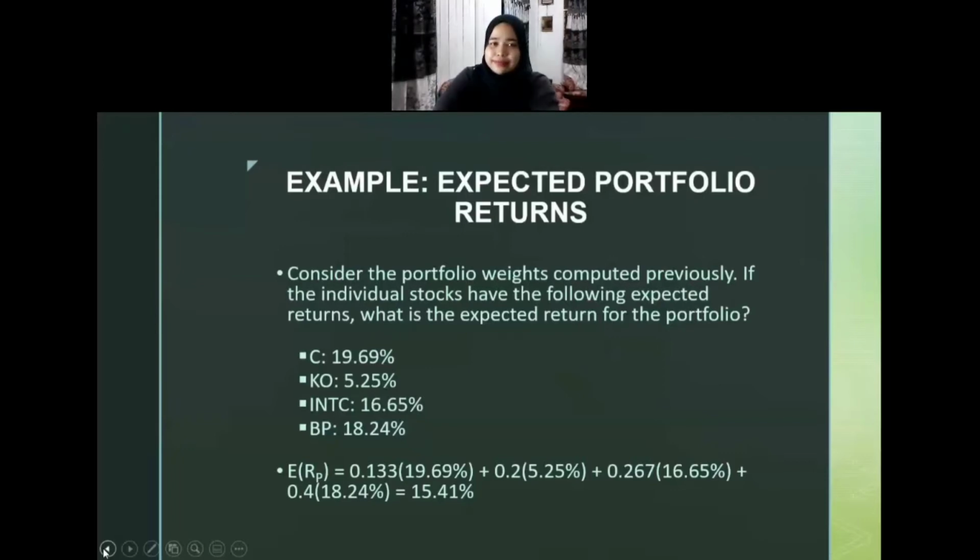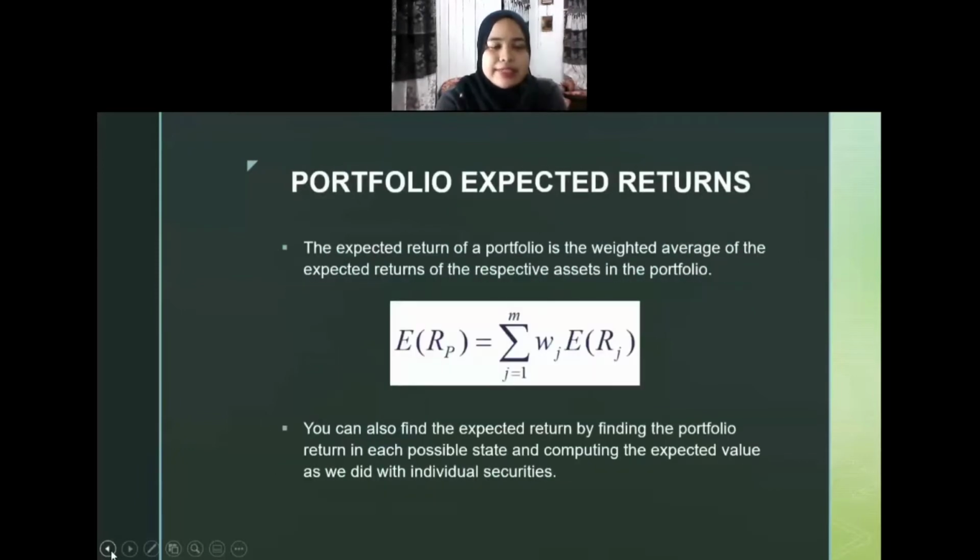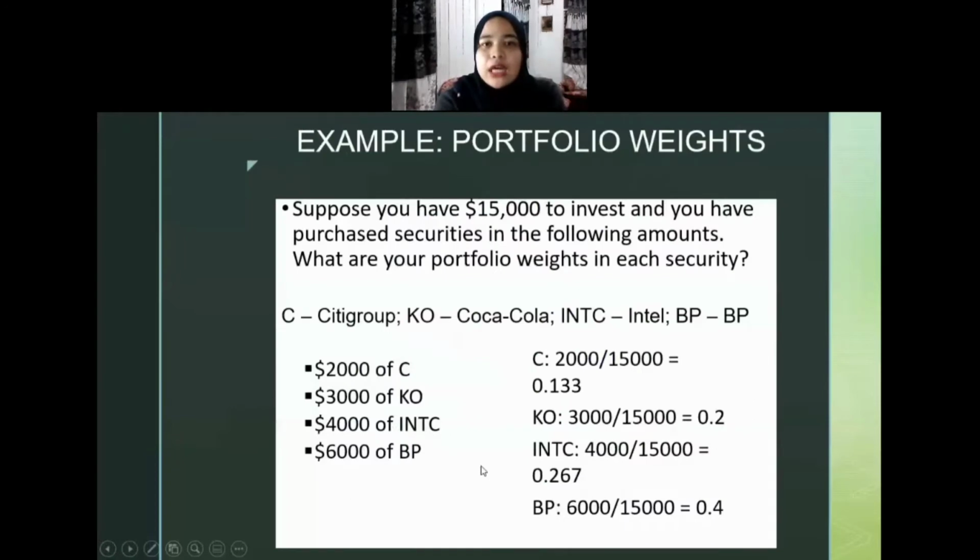Okay, so now we are going to look at an example of expected portfolio returns. Consider the portfolio weights computed previously, which you have learned how to calculate. For Citigroup it is 0.133, for Coca-Cola 0.2, right? And others. Okay.